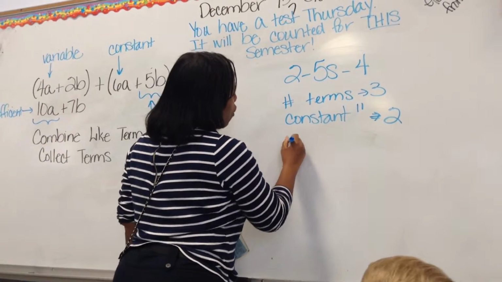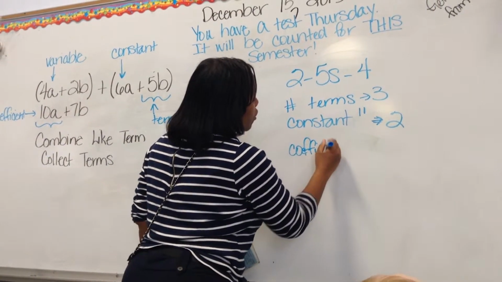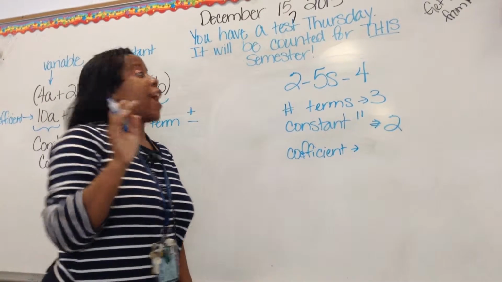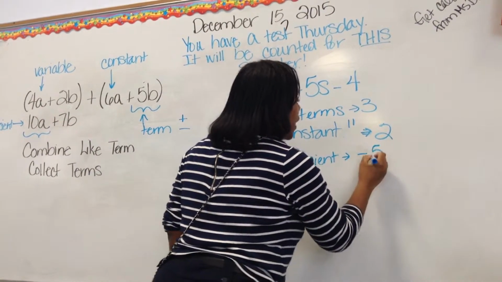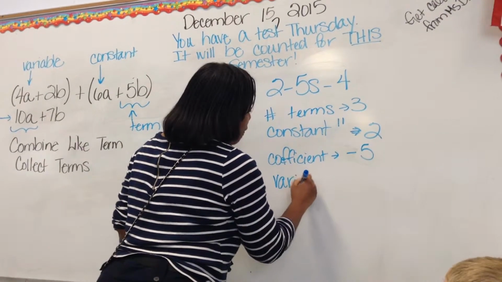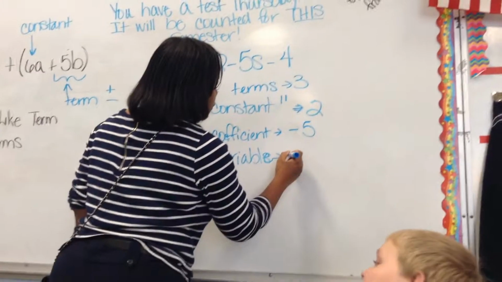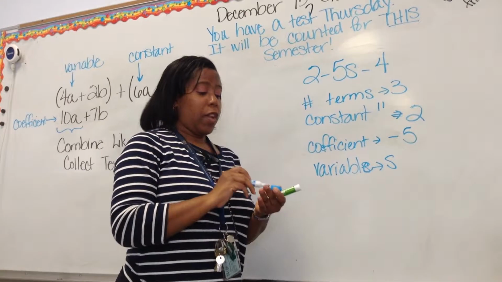What about coefficient? You see 1. I see 1 coefficient. And it is how much? That coefficient is how much? It is simply negative 5. What's my variable? S. My variable is S. Everybody okay with this? All right.